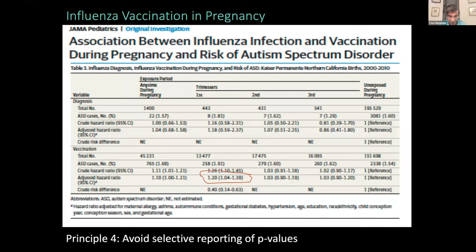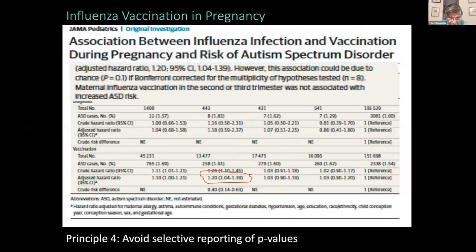But the abstract emphasizes exactly this single one, where you have the confidence interval from 1.04 to 1.39. There are only confidence intervals, no p-value, no problem with the p-value. And the abstract said that the adjusted hazard ratio for this one was 1.04 to 1.39. Okay, and that's the way it was sent to the journal.